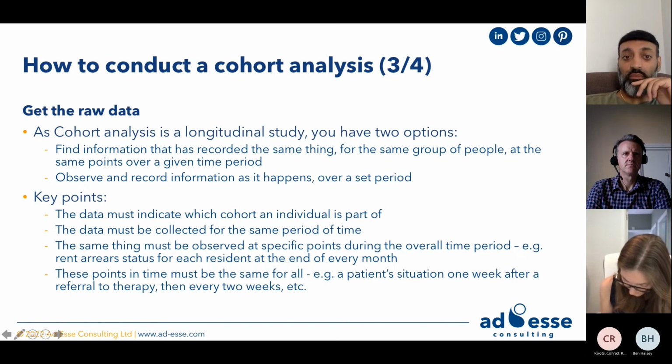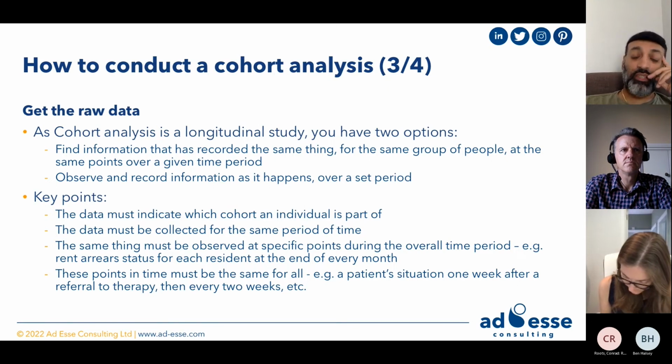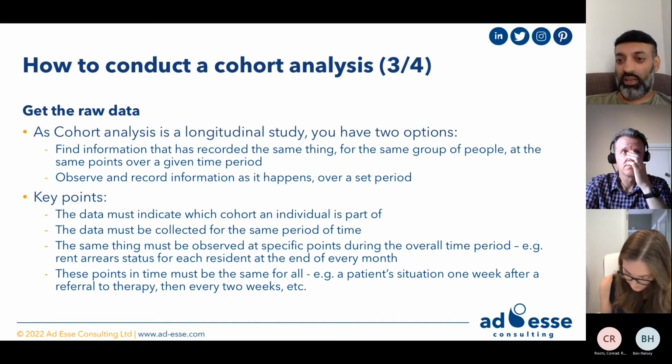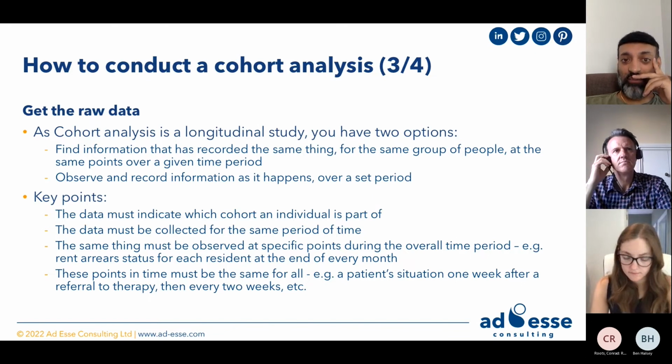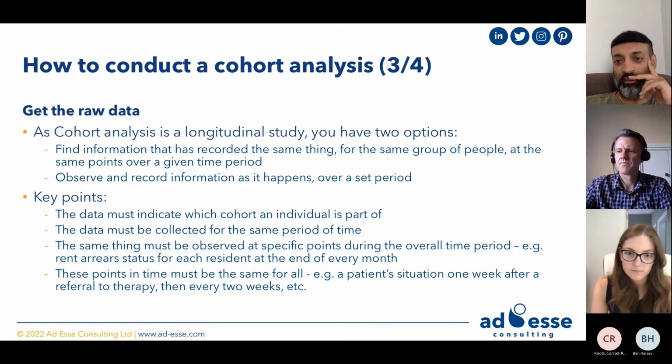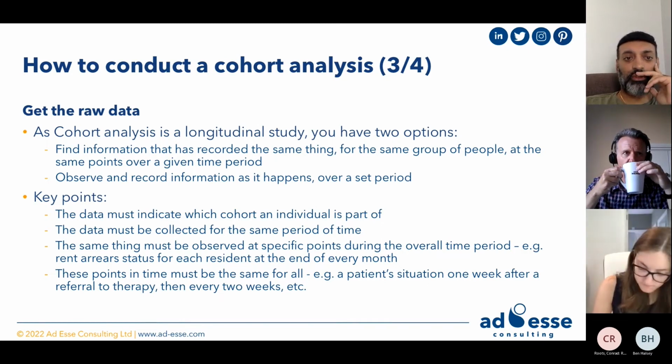So some key points: it must indicate which cohort an individual is part of. So I'll walk through an example raw data set, but it must be clear as to which cohort they belong to. Must be collected for the same period of time, whether that's a snapshot, a milestone, an end of a week, an end of a month, whatever it is, it's the same period of time. It's got to be the same thing that you're looking at, so you're observing the same thing. So here's an example of rent arrears status at the end of each month. So you want to be doing that for all of the different cohorts.